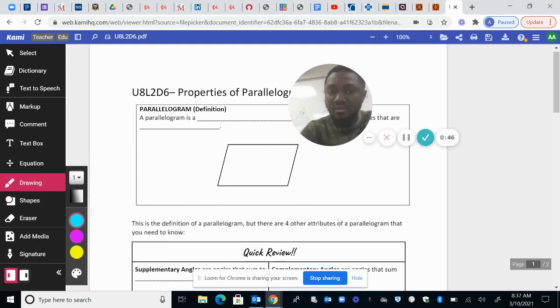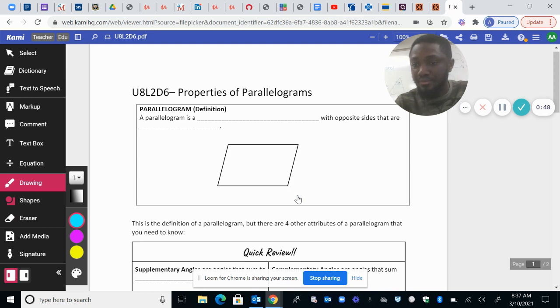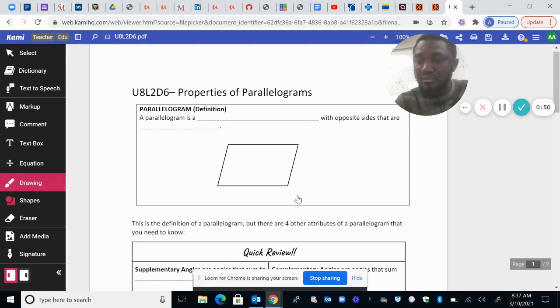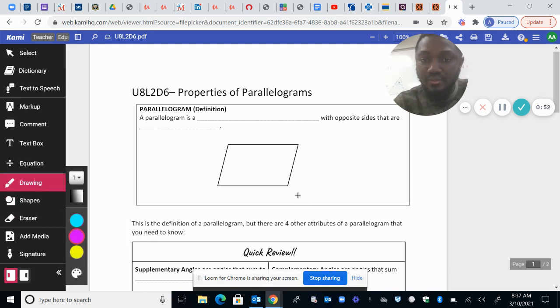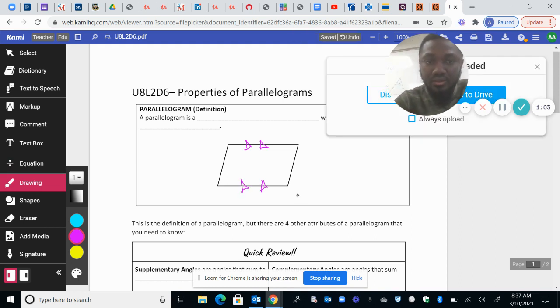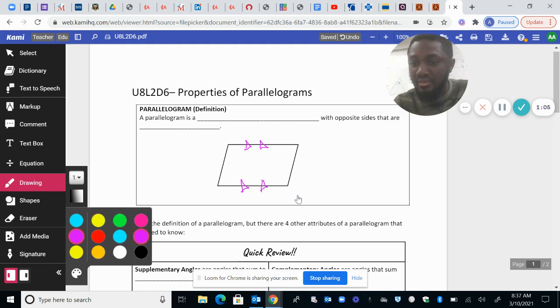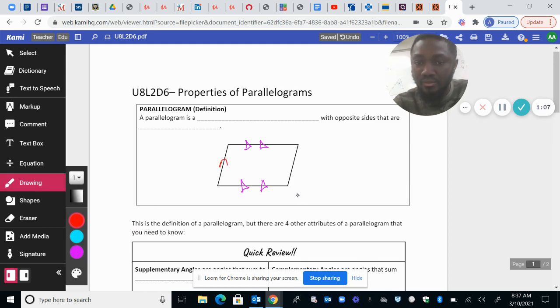Let me bring myself here. So, okay. This side here and this side here are both parallel. And the other sides, so the left and right hand side, are also parallel. This and this. So that's the major definition of a parallelogram.